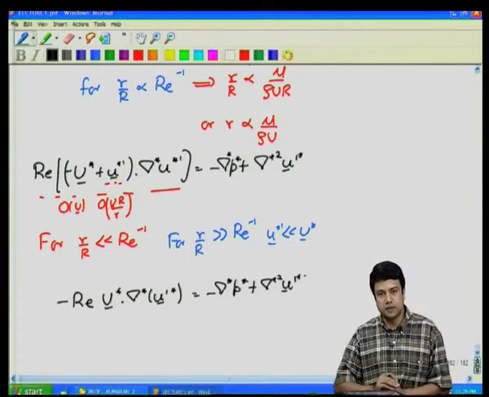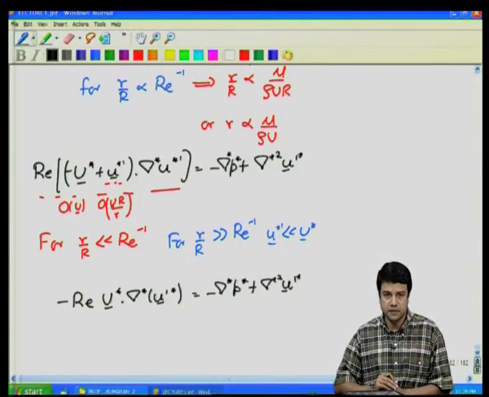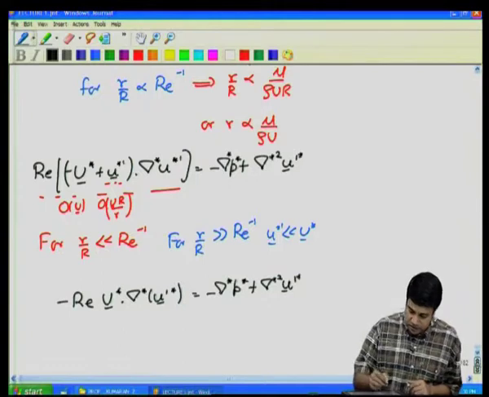You get a simplified equation for the velocity disturbance. Note that I have neglected one term, and that is the disturbance to the velocity field u prime in the inertial term. The rationale is that when r is small, the entire inertial term is small anyway, so I can neglect it. When r is large, u star prime becomes small compared to capital U, and therefore it can be neglected. So, this is the simplified equation.